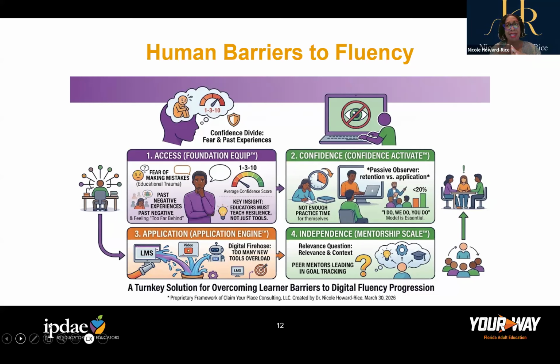And I know some of you are like, what? But most of you are saying, it's true. And then you have two, the confidence activator. So if you find that a student doesn't have time to practice at home and you're already employing within the classroom the I do, we do, you do, is there some other way that you can support that learner forward and bridge that retention versus application gap?